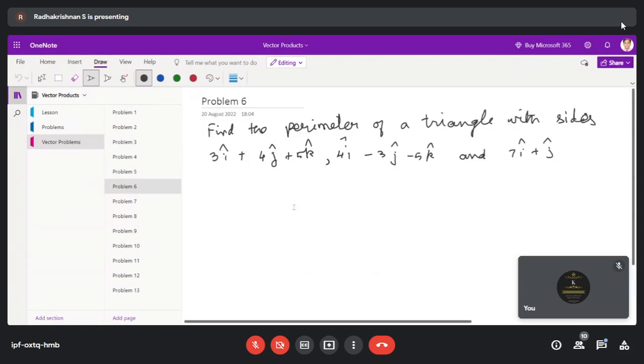Okay, next problem. Find the perimeter of a triangle with sides 3i plus 4j plus 5k, 4i minus 3j minus 5k, 7i plus j. So for a triangle, you have got all the three sides. So how will you find out the perimeter?